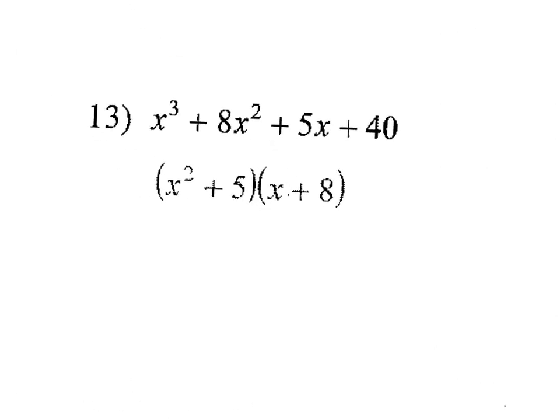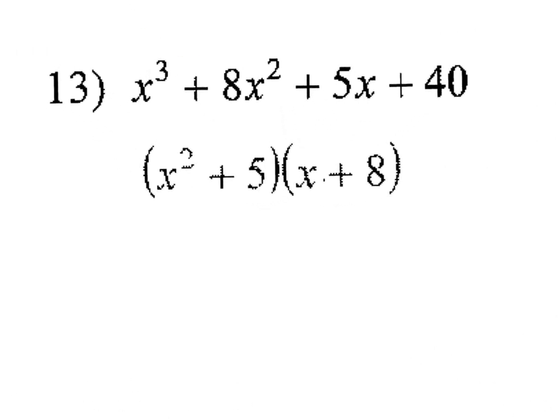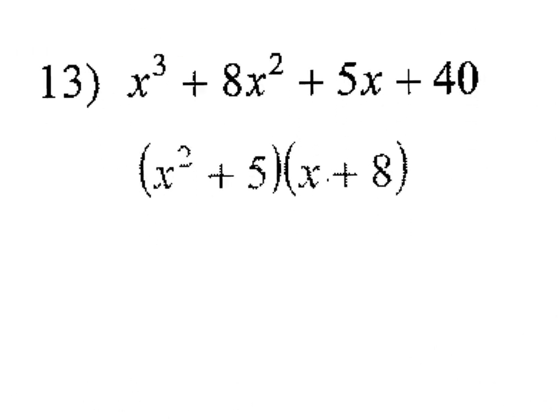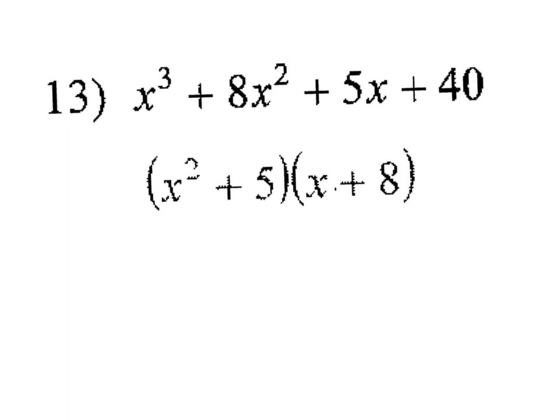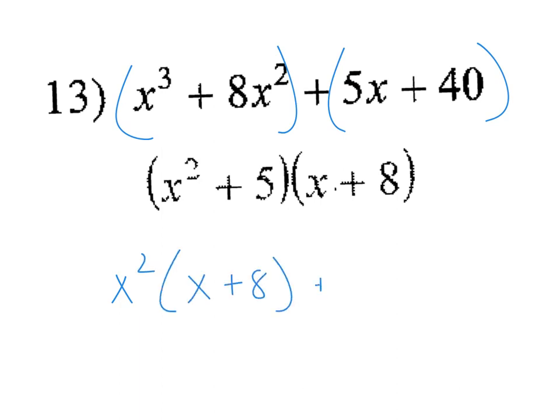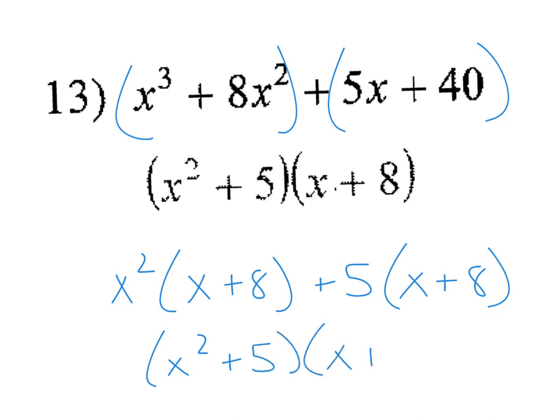Okay, number 13. 4-term grouping. There is no GCF, so we're going to go straight to grouping. So on the first grouping there, I'm going to pull out an x squared. And when I do that, I've got an x plus 8. On the second grouping there, I'm going to pull out a 5 and get x plus 8. So x squared plus 5 and x plus 8 are my factors.